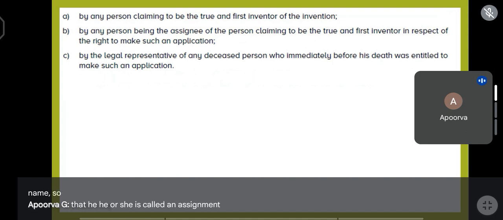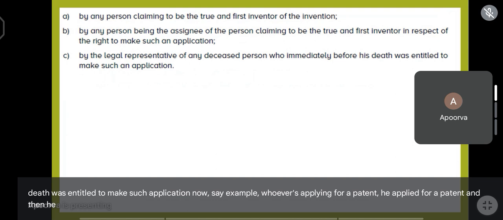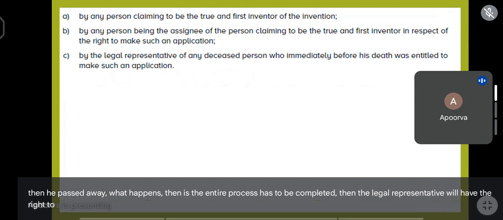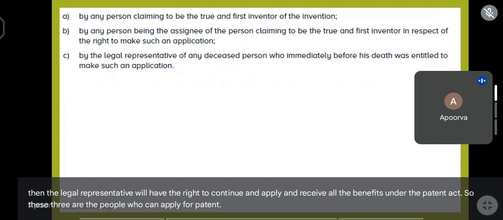Or the legal representative of any deceased person who immediately before his death was entitled to make such an application. Say, for example, whoever is applying for a patent applied and then passed away. The entire process has to be completed. Then the legal representative will have the right to continue and apply and receive all the benefits under the Patent Act. So these three are the people who can apply for a patent. Anyone's got any doubt?